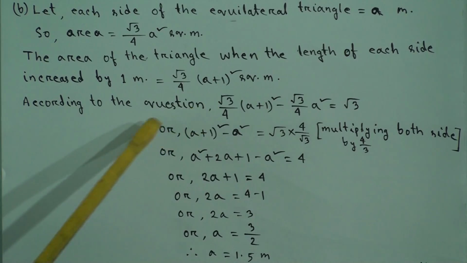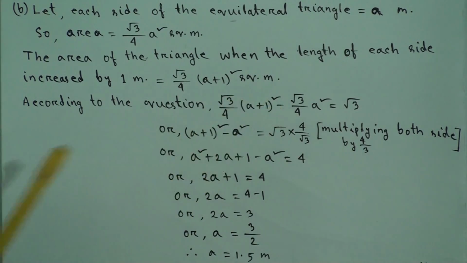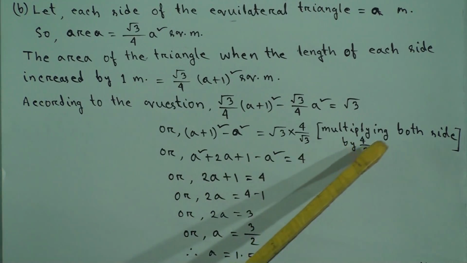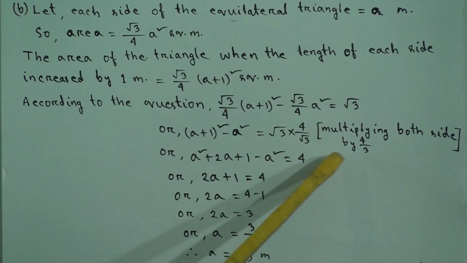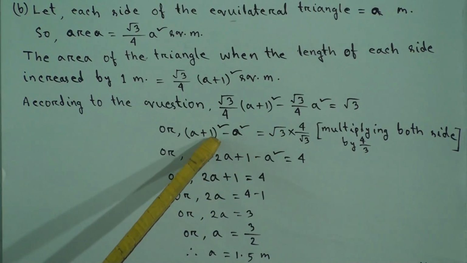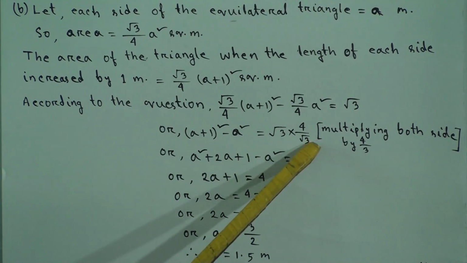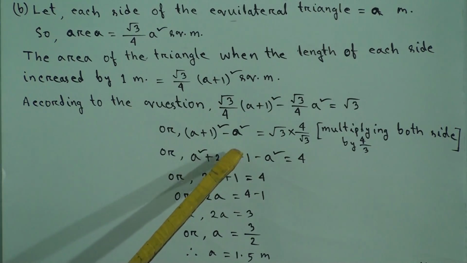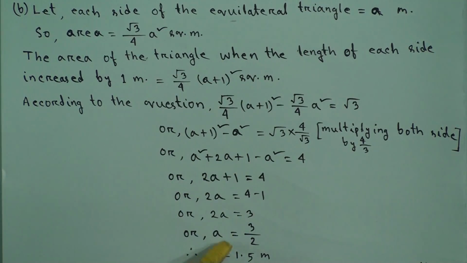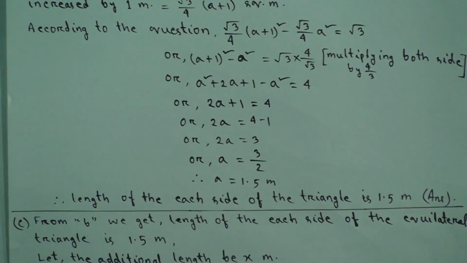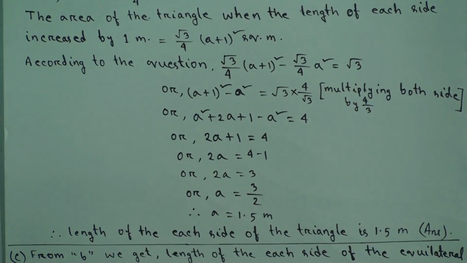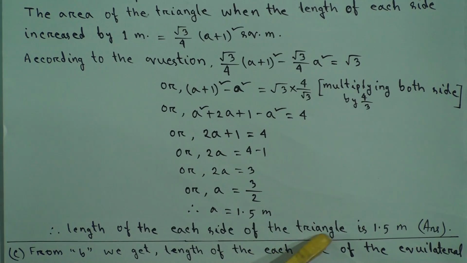So we can write according to the question √3/4 (a plus 1) whole square minus √3/4 a square equal to √3. Now multiplying both sides by 4/√3 we get this line, and after applying the formula (a plus b) whole square we get a square plus 2a plus 1 minus a square equal to 4, as we can cut √3 and √3. After calculation we get the value of a is equal to 1.5. So the answer will be 1.5. The length of each side of the triangle is 1.5 meter. Okay, dear students, you have solved B number. Now we will solve C number.